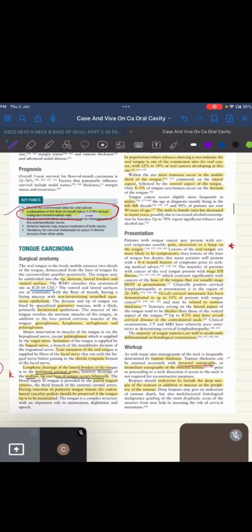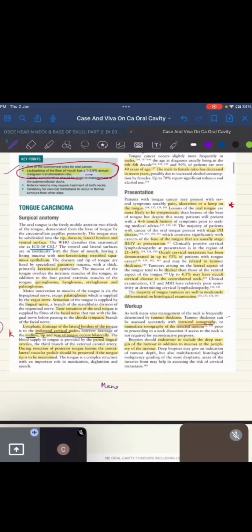First point, lymphatic drainage at the lateral border of the tongue is to the ipsilateral cervical nodes. Second, bilateral neck dissection is required because drainage of the midline, tip and base of tongue occurs bilaterally. So if the size of the tumor is more, you will require bilateral neck dissection. And third, over here only I like to take it.